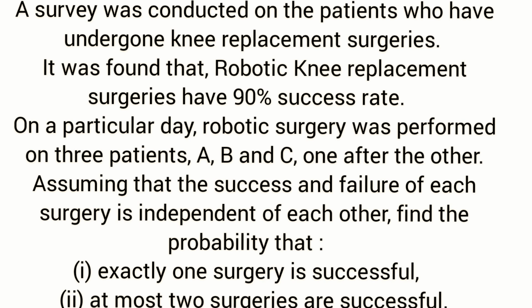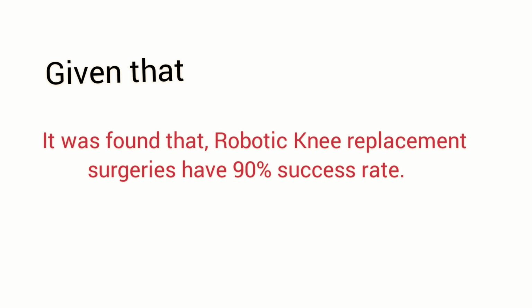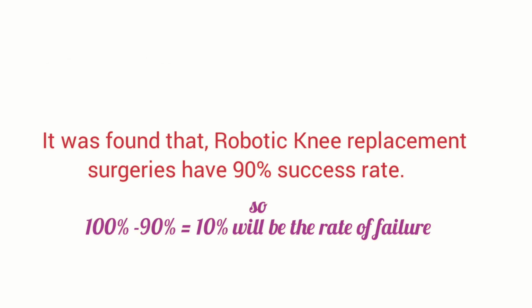Note that it would be easier to apply binomial distribution with x as the number of successful surgeries out of 3 surgeries. So we could take n equal to 3 and p equal to 90 by 100 and q equal to 10 by 100. Using the given data, 90% success rate means the remaining 100% minus 90%, which is 10%, would be the failure rate.